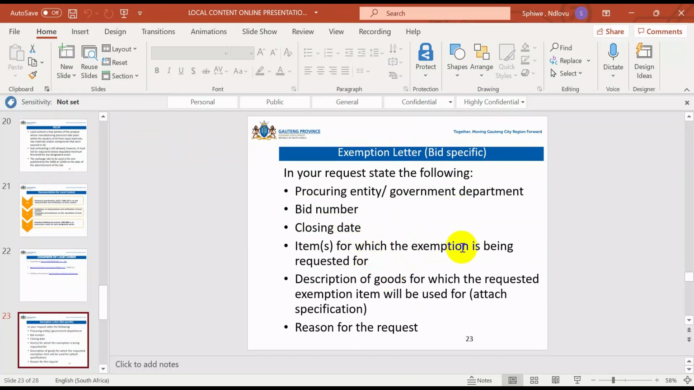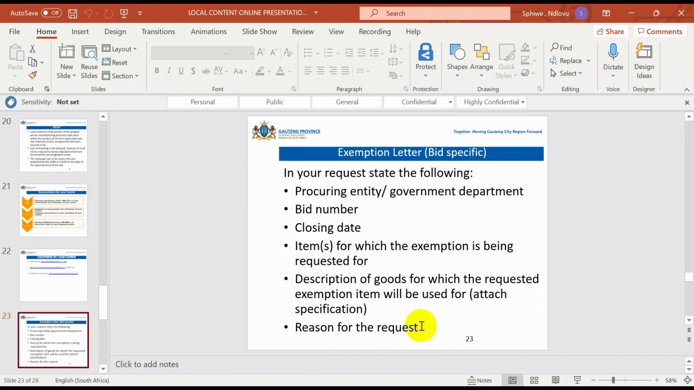The item for which the exemption is being requested. So you will be saying it is the polyester material. Description of goods for which the requested exemption item will be used. It's used for the golf t-shirt. So you attach the specification. You will attach that copy of MBD or SBD 6.2 that was completed by the procuring entity.